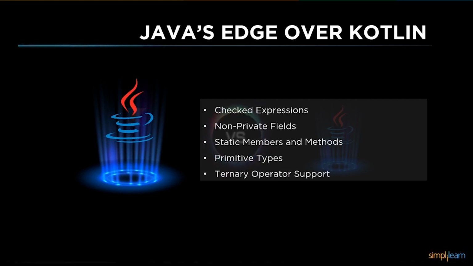Lastly, the support for the ternary operator. Java has ternary operator support, which most of the time helps to decrease the code length in simple terms. This is not available in Kotlin. Now, without the support of static methods and the ternary operator, you might have a tough time developing. Now, let us learn Kotlin's edge over Java.